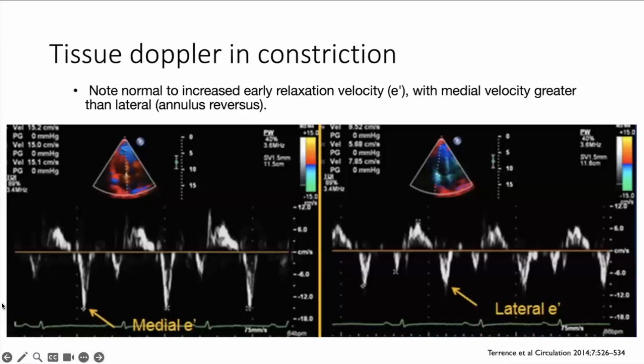Tissue Doppler is important as well because it not only helps you with the diagnosis, but also helps you differentiate restriction from constriction. What you see here is that because the lateral walls are constricted by the thick pericardium, they will not be able to move as freely as they should. And then the lateral E prime will be lower than the medial E prime, which is not what you see normally. Normally, the lateral wall has a higher E prime, while the medial one has a lower E prime. And this is called annulus reversus: higher E prime medially, lower E prime laterally.